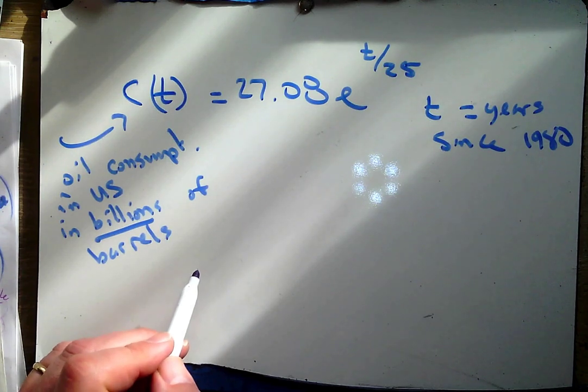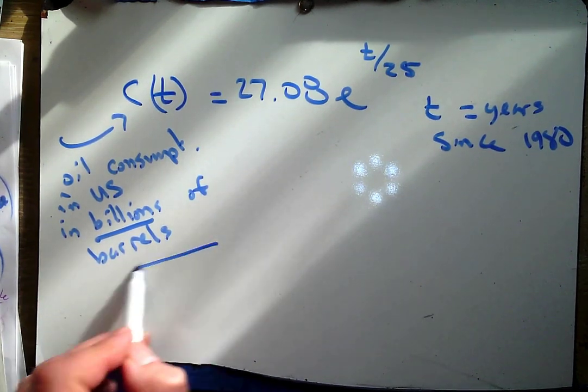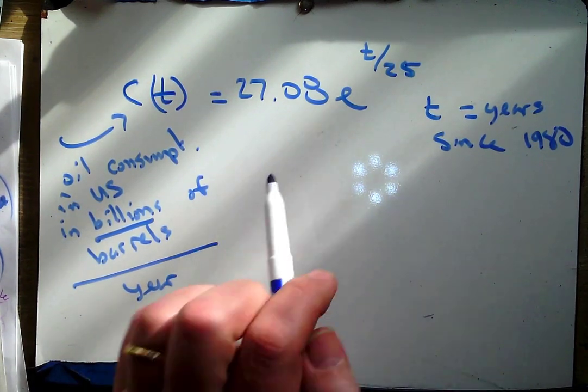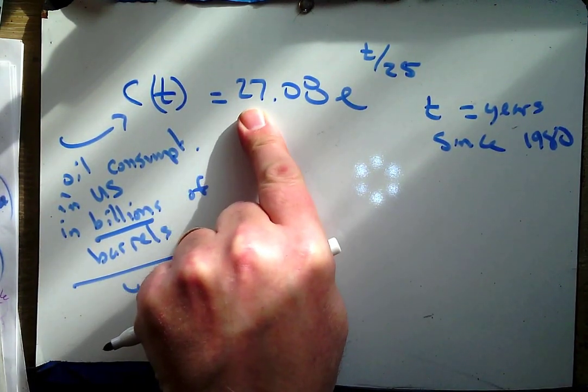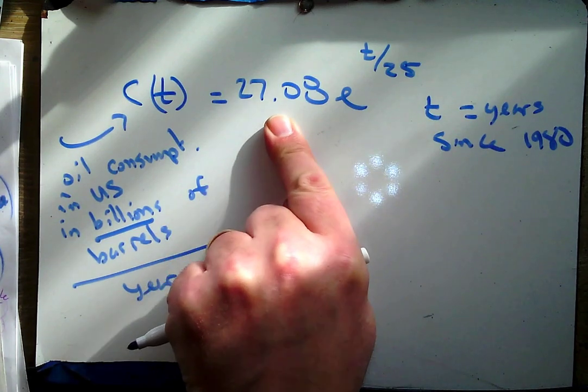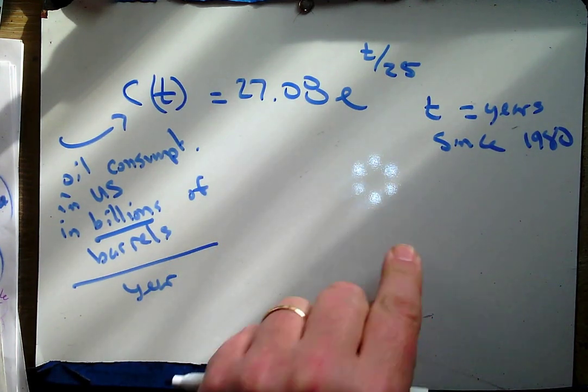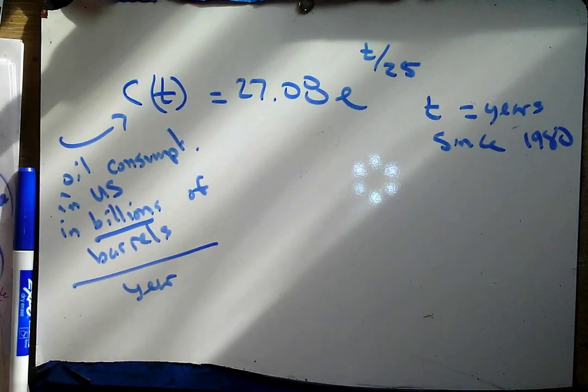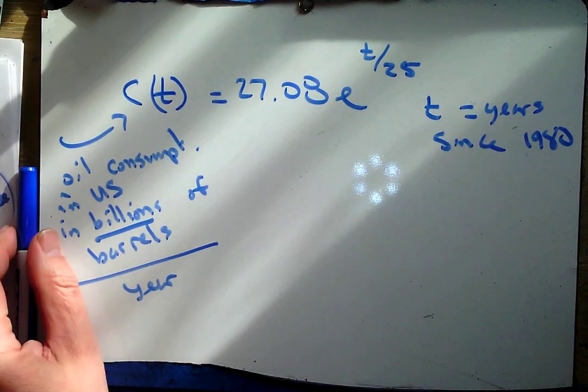It's the rate of consumption. It's billions of barrels per year. This is just the rate. 27 billion barrels per year. Oh my God, that's a lot of oil. All right, so here's the question. They say, find the total consumption of oil from the United States from 1980 to 1990.